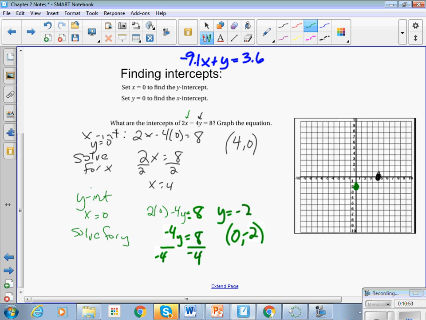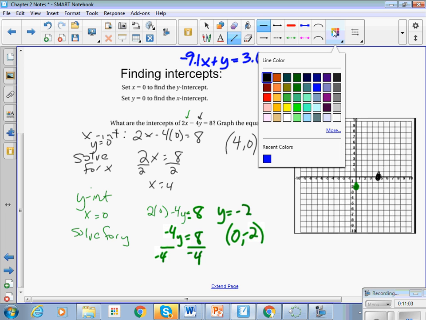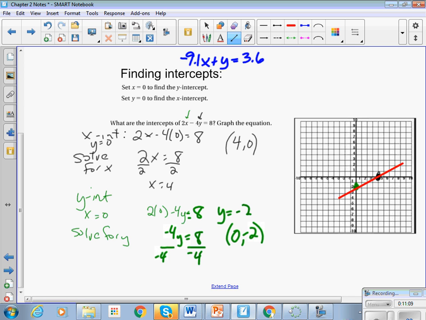Then I'm going to take my straight edge or my ruler and put in a nice straight line between those two intercepts. So we found the intercepts and we graphed the equation.